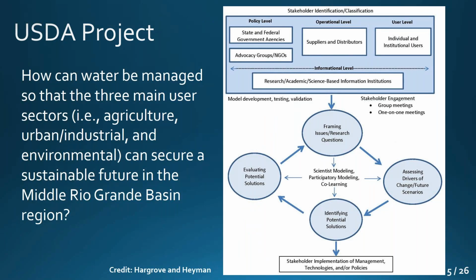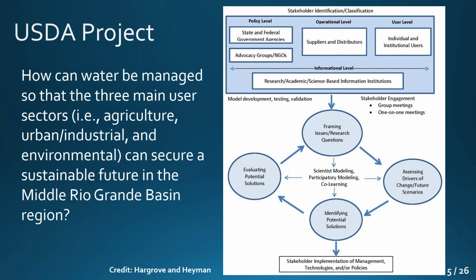So this project that we have brings together various expertise, and we have framed this research around answering the question: how can water be managed so that the three main users, agriculture, urban or industrial users, and environmental users, can sustain and secure a sustainable future in the Middle Rio Grande Basin? And it's a challenging task for reasons that we'll see a little bit of down the road in this presentation.